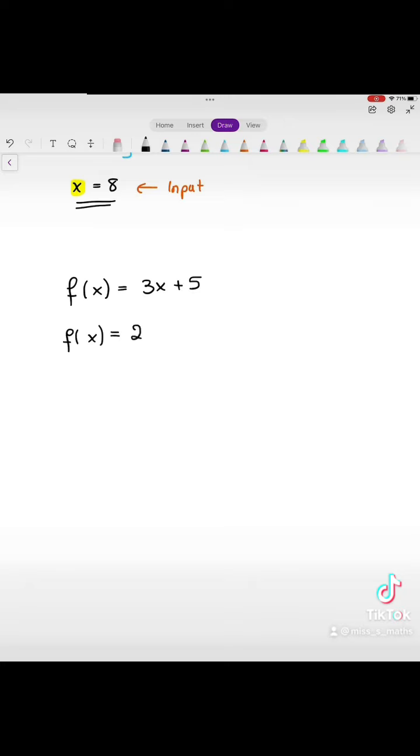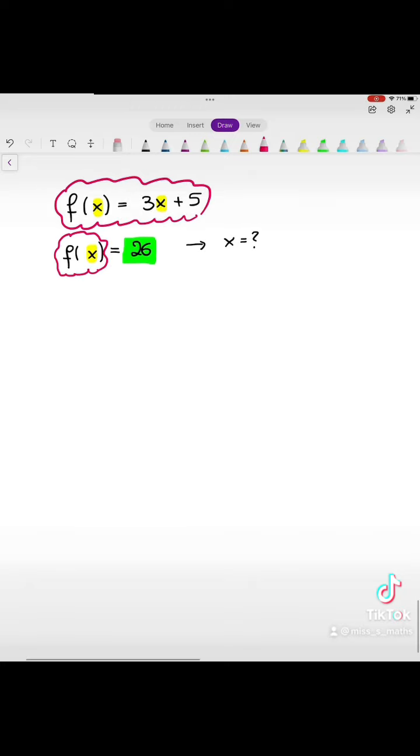Let's now try this with another exercise. So another function is given there, f of x is equal to 3x plus 5, so we need to multiply numbers by 3 and then add 5 to them to get these output values, and we know that one specific x value does create the output 26, and we would like to know which one it is.